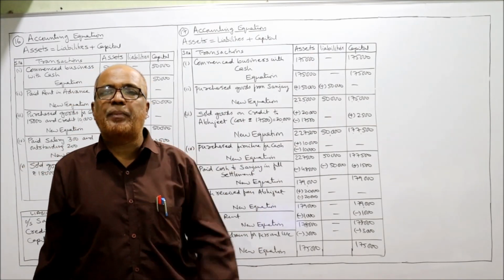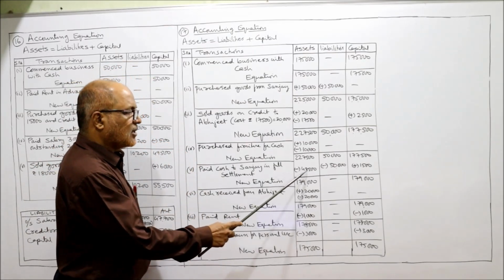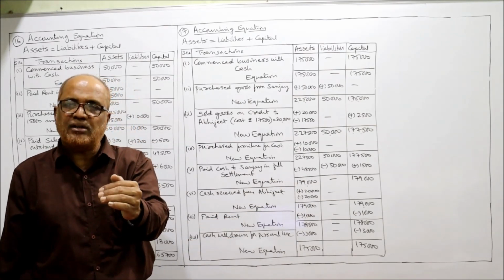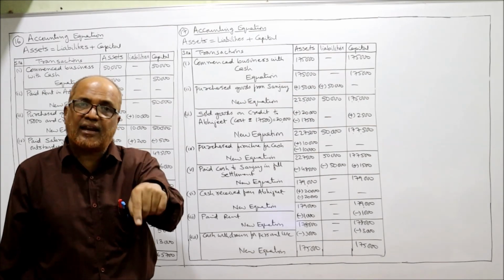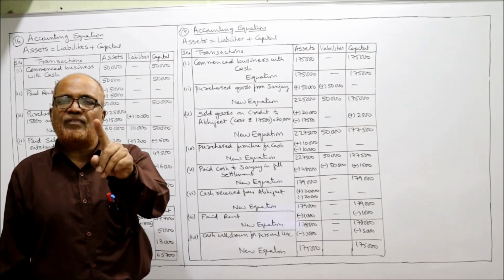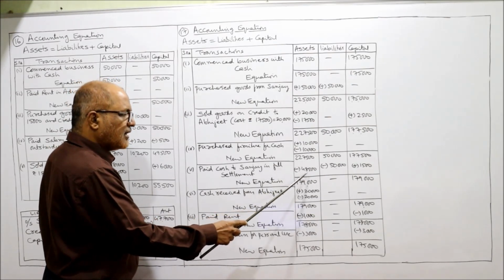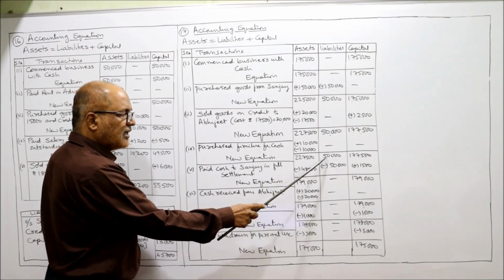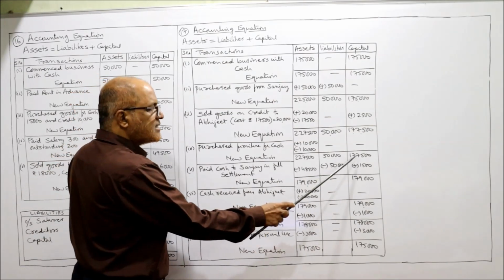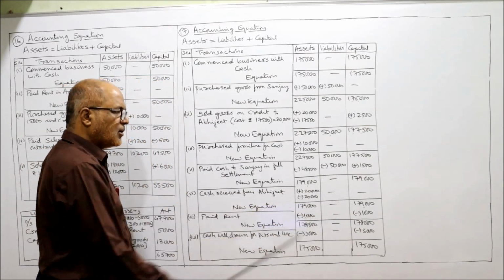How much cash have we paid? How much cash is going out? 48,500. So cash column minus 48,500. Assets will decrease by 48,500 and our liabilities will decrease by 50,000. We are paying off the liability. There is no liability now. And 1,500 is the gain, profit. It will increase the capital. So total 2,27,500 minus 48,500, 1,79,000. 50,000 minus 50,000 nil. No liability at all. Capital 1,77,500 plus 1,500, 1,79,000. That's all. New equation.